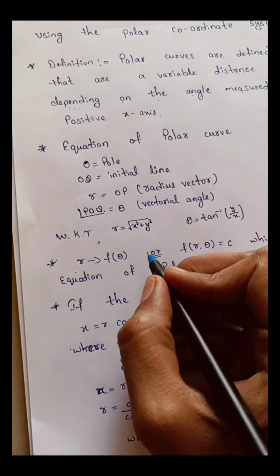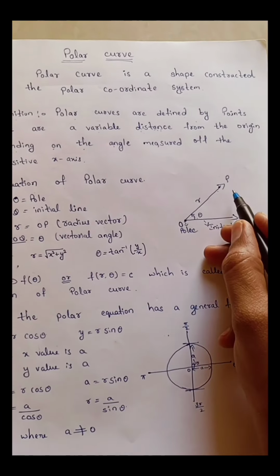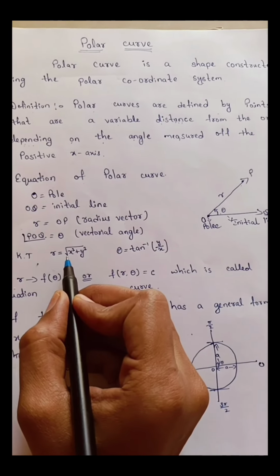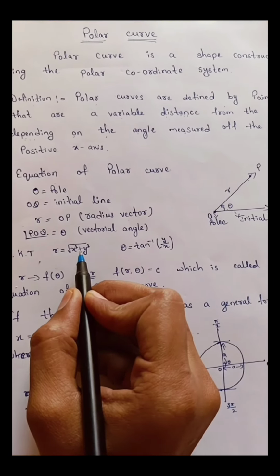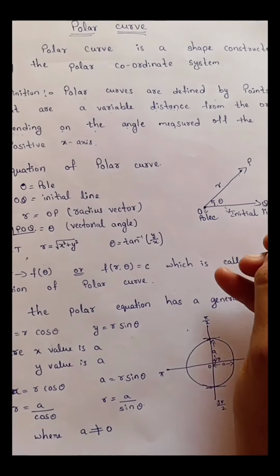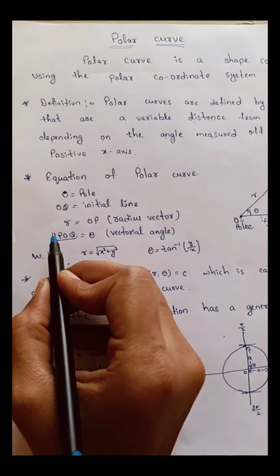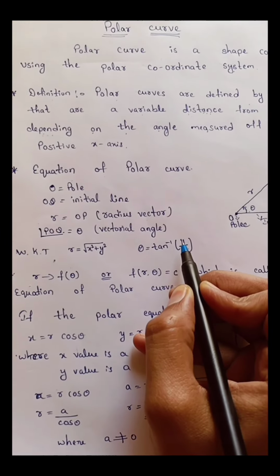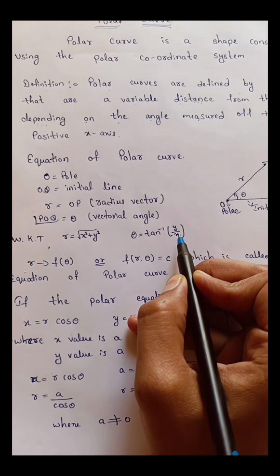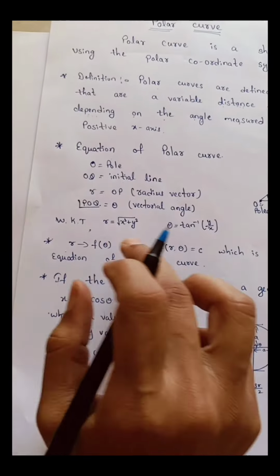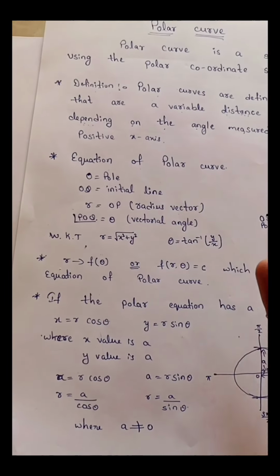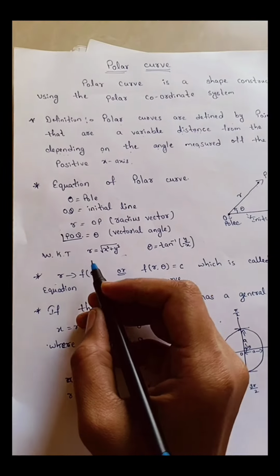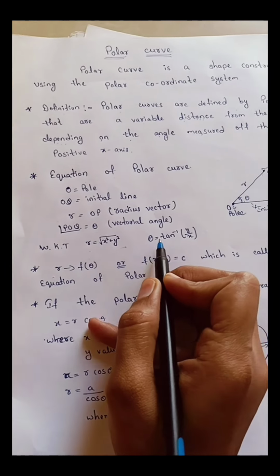We know that r is OP, the distance. Then the value of r is r equal to root of x square plus y square. Then what is theta? The angle POQ is theta. Theta equal to tan inverse of y divided by x. These values we discussed in the last class. If you want, we will put it in the description. We get the values of r and theta.